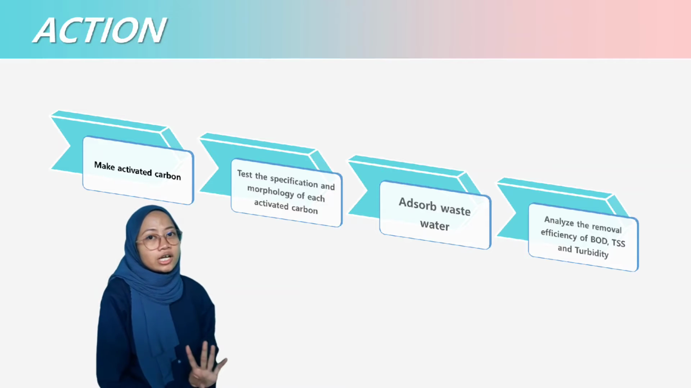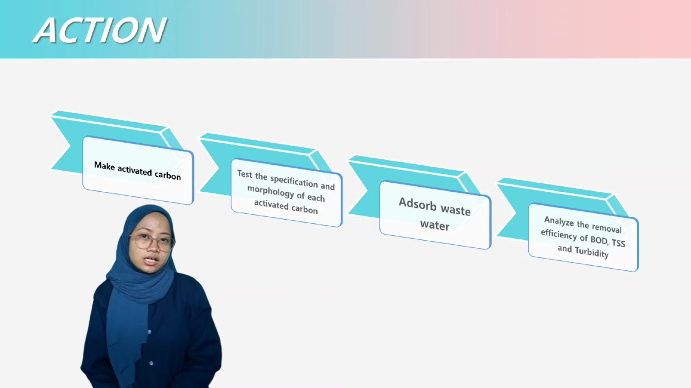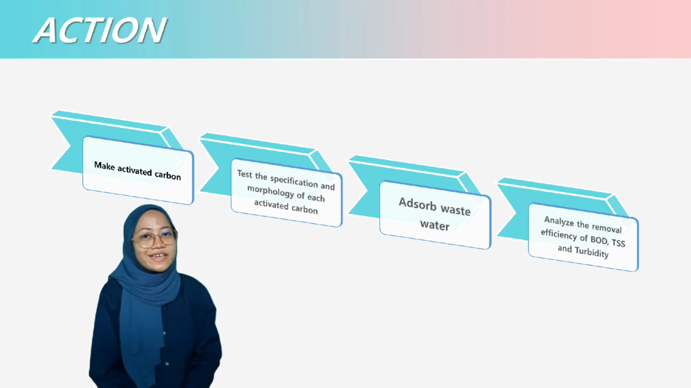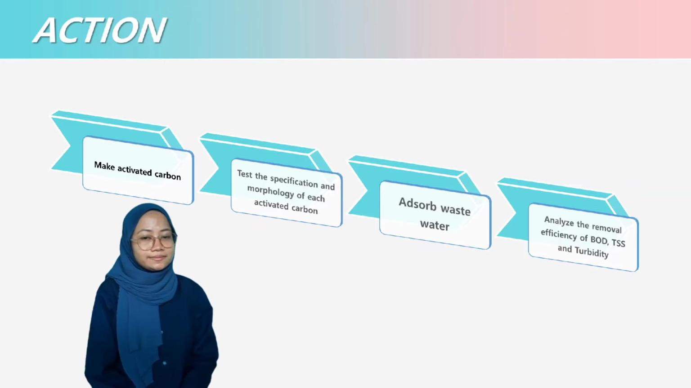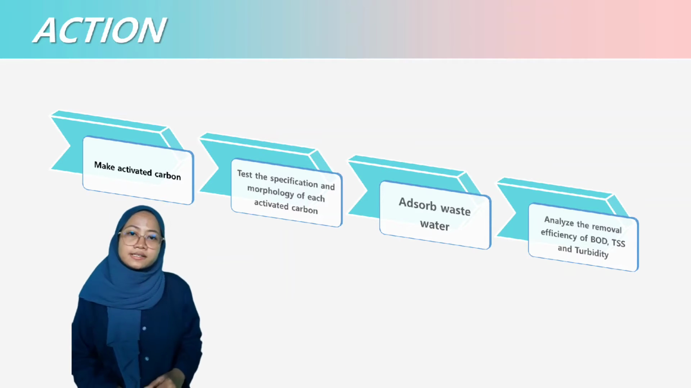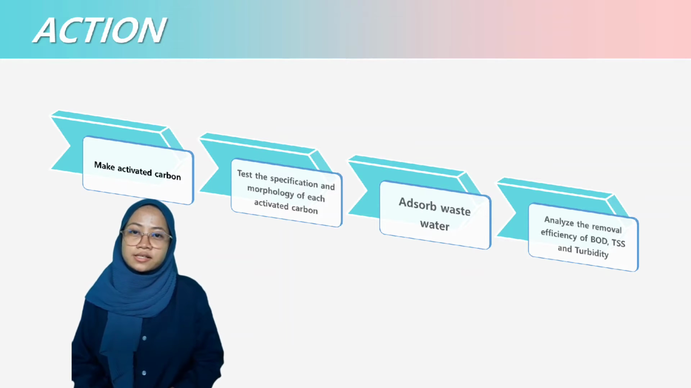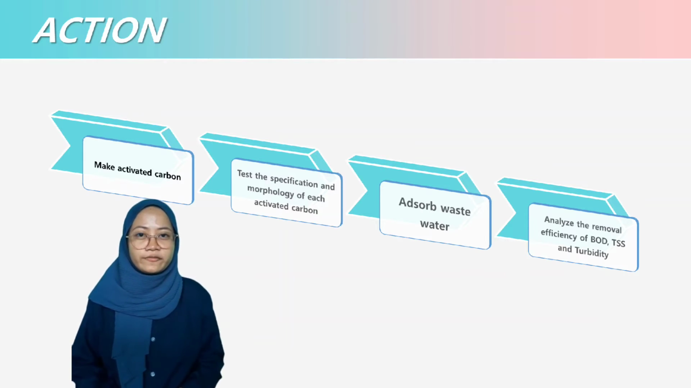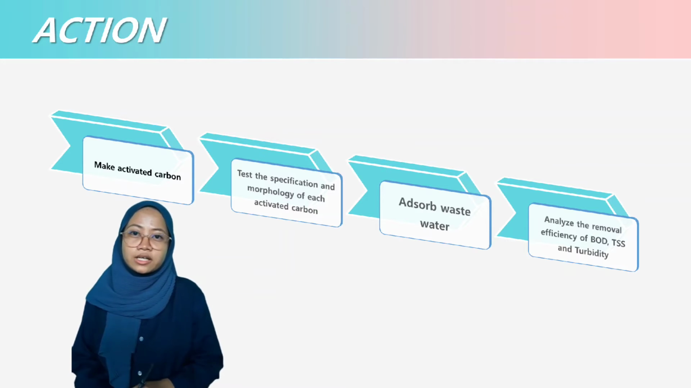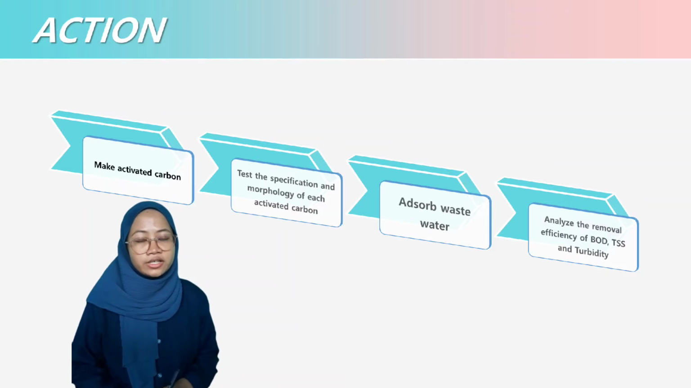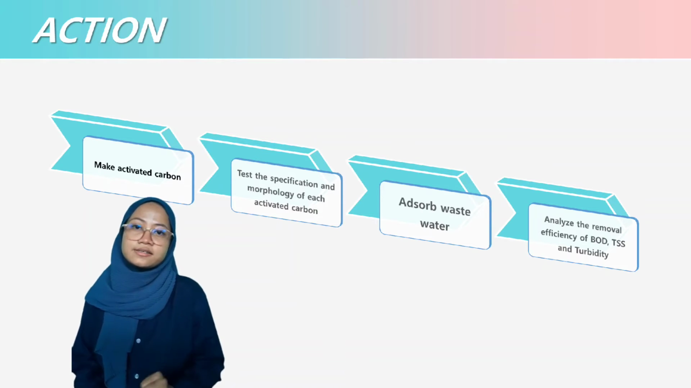There are 4 steps in this research. The first step is to make activated carbon. At this step, researchers make activated carbon from coconut shells and mahogany wood. It is dried and carbonized at a temperature of 800 to 1000 Celsius for 4 hours.